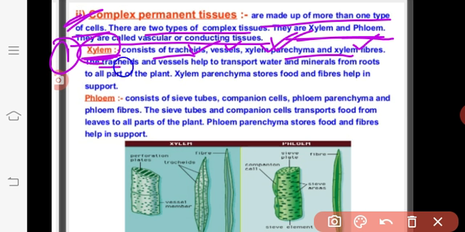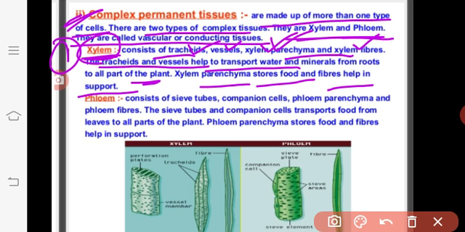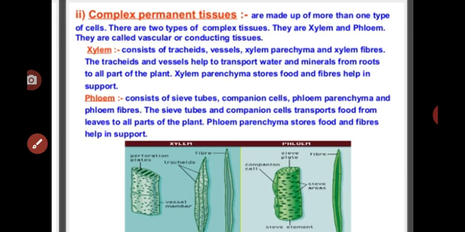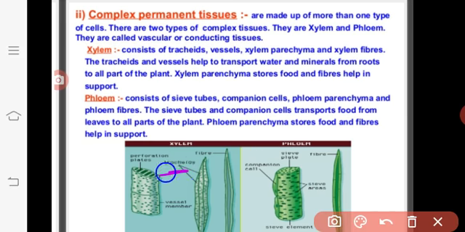Tracheids and vessels help to transport water and minerals from the root to all parts of the plant. Xylem parenchyma stores the food and fibers help in support. Now we start from the first point. First is tracheids. This is the structure of xylem.